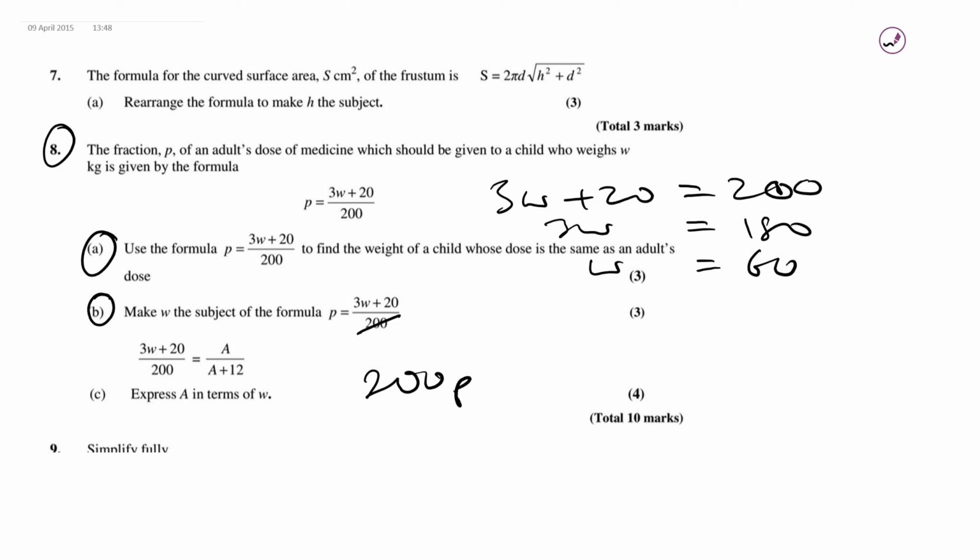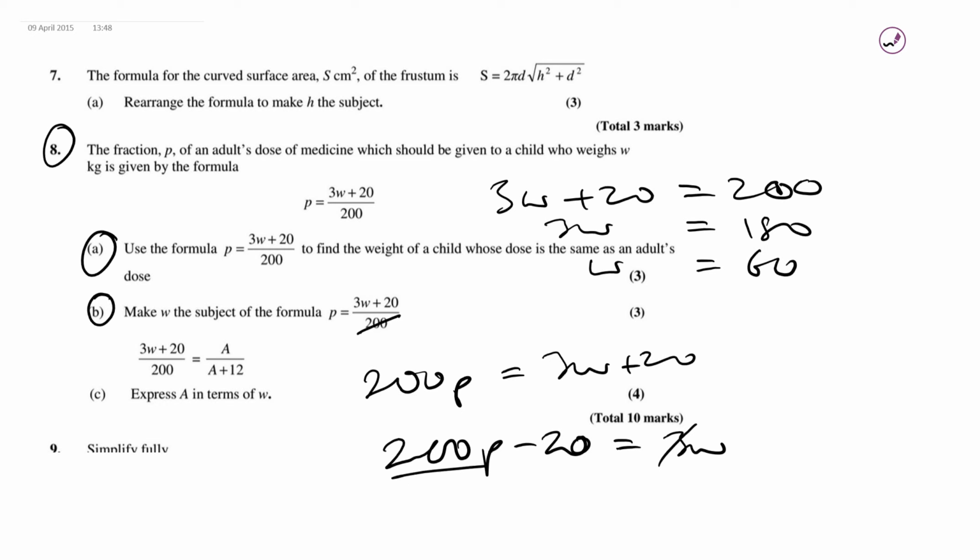You move the 200 to the other side. You get 200P equals 3W plus 20. Do you know what I'm saying? Yeah, and then you minus 20 to make W the subject. Exactly. Yeah, minus 20. You got it. And then you divide it by 3. You got it. Cool. Anyway, boring.